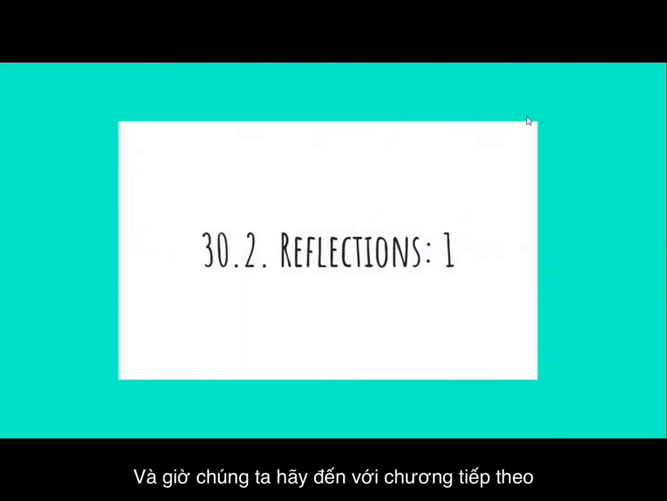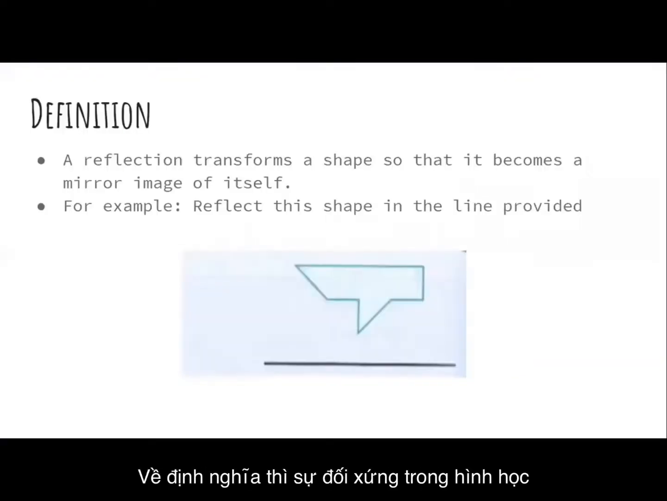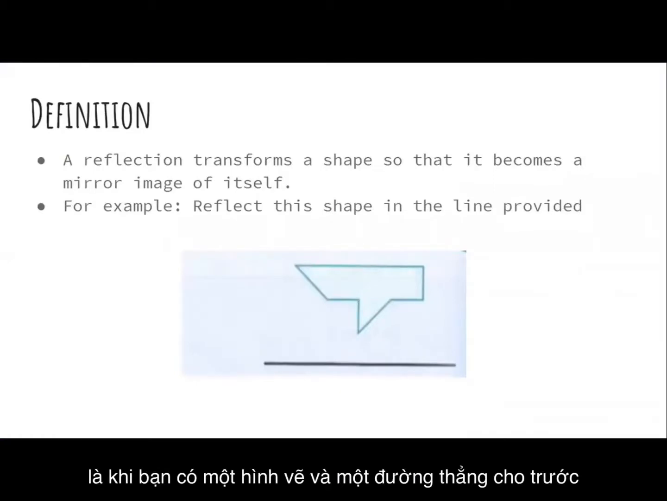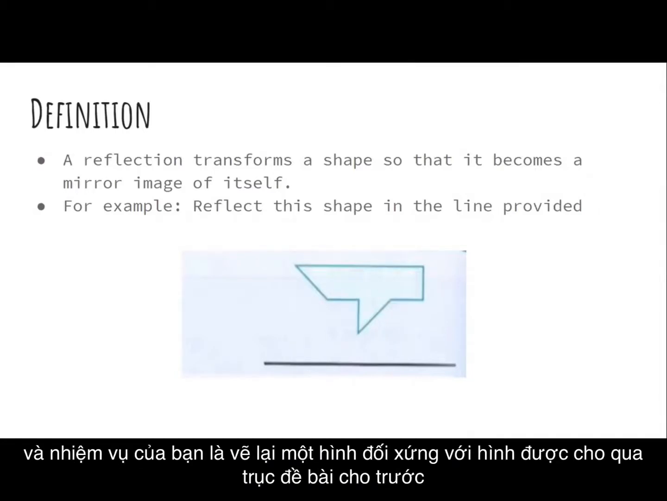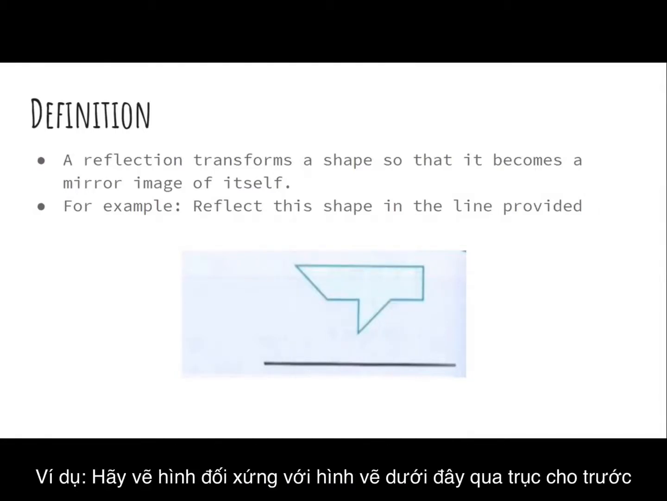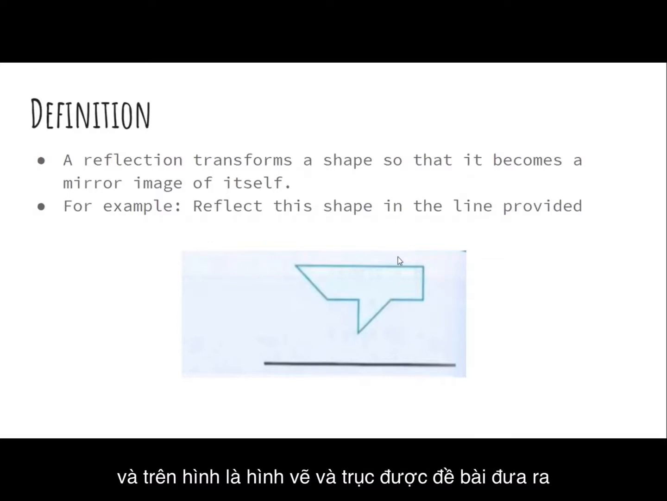Okay guys, so let's move on to the next chapter, 30.2, Reflections, Method 1. So the definition of it: a reflection transforms a shape so that it becomes a mirror image of itself. For example, reflect the shape in the line provided. You can see here, this is the shape and this is the mirror line, and you have to reflect it the other way, upside down.